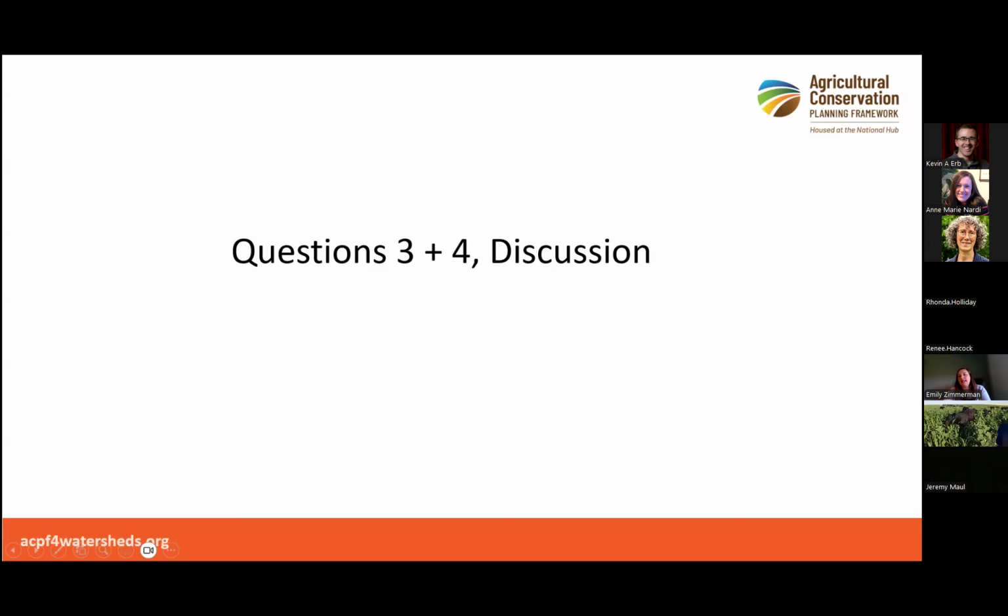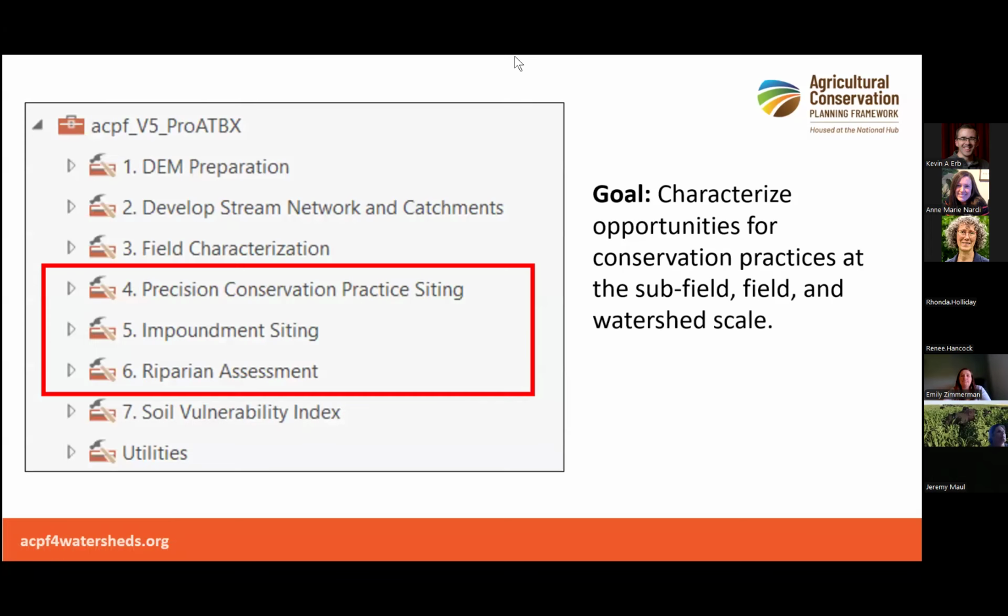So these are the last steps that I'm going to talk through. And I think these are probably the steps that most people are the most interested in. But as the person who's giving the overview of the technical details of the toolbox, I really want to make sure I linger on the terrain processing and the development of the stream network and catchments, because those are really going to set us up for success here. So steps 4, 5, and 6, we're going to characterize opportunities for conservation practices at the subfield, field, and watershed scale.